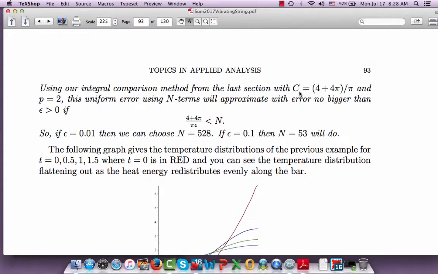So in that formula we have our constant, which is 4 plus 4 pi all over pi, and our power is 2. So when we actually plug in, we get this general formula. Given the error epsilon, we just plug our epsilon into this number, we get a number, and then we choose the smallest positive integer n that's bigger than that number. So again, in this case, we see that if epsilon is 0.01, we could use 528 terms, and if epsilon is 0.1, we could use 53 terms.